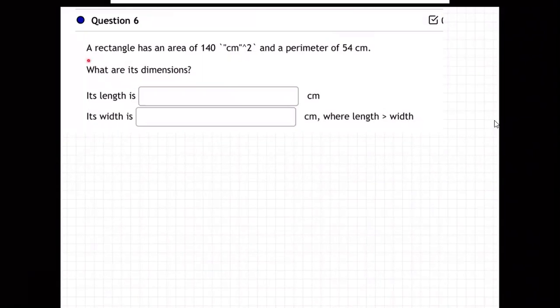So it says a rectangle has an area of 140 square centimeters and a perimeter of 54 centimeters. What are its dimensions? Interesting. I think it'd be helpful if we just draw a little rectangle over here on the side. So there's a rectangle, and let's just call this the width and this the length.